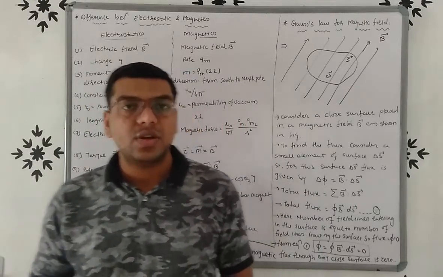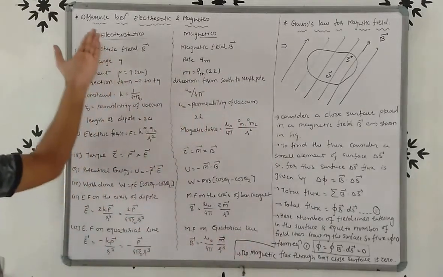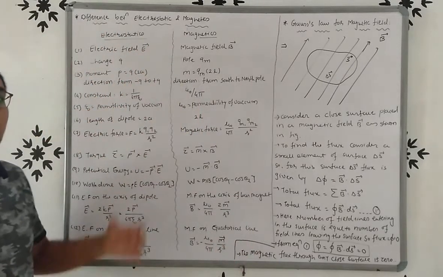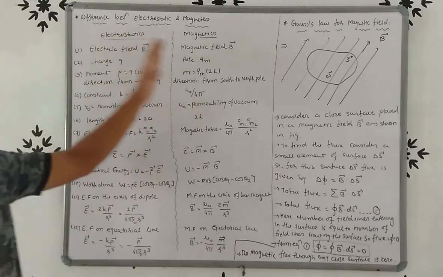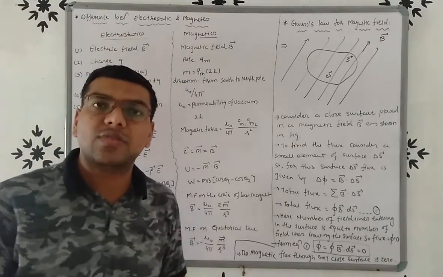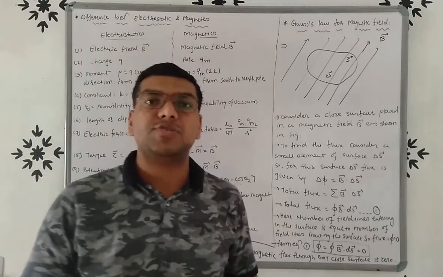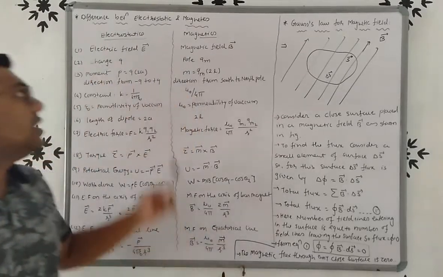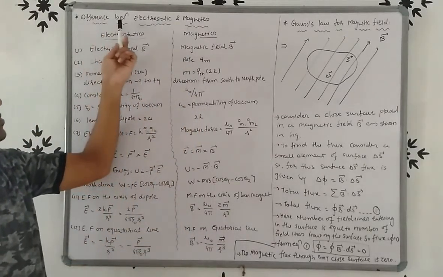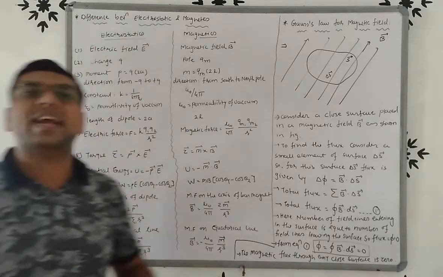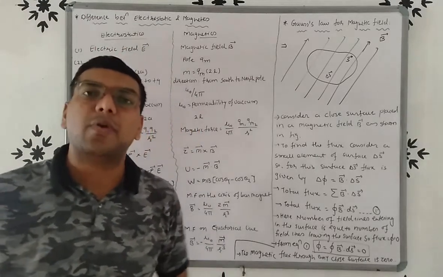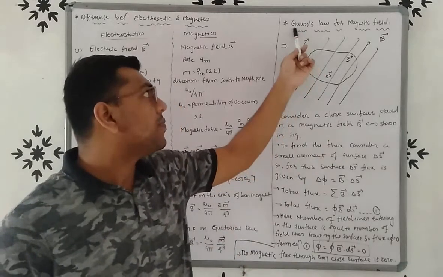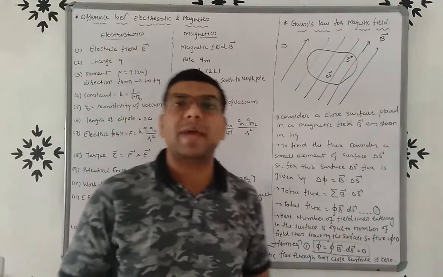So friends, today we discuss electrostatics and magnetics, or we can say the comparison between electrostatics and magnetics. So the question will be like this, which will be asked in 2 or 3 marks. The first question is, give the comparison or difference between electrostatics and magnetics. And another important question which will be asked in 2 or 3 marks is, explain the Gauss law for magnetic field.